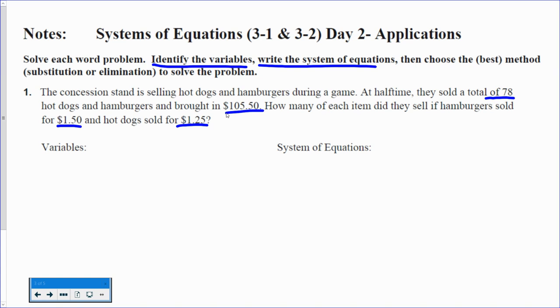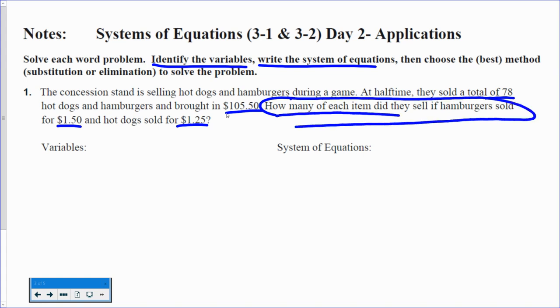Okay, so when I take a look at this problem, make sure if you're getting stuck on these or you say you're not very good at word problems, read through it and look for the question. The question is going to point out what are the things that we don't know. Okay, the things that we don't know would be how many of each item did they sell if hamburgers sold for $1.50 and hot dogs for $1.25? So we don't know how many hamburgers or how many hot dogs. Okay, so those are going to be our variables.